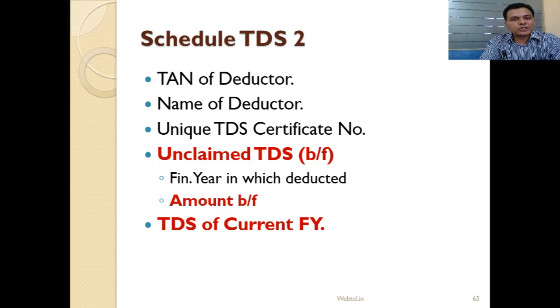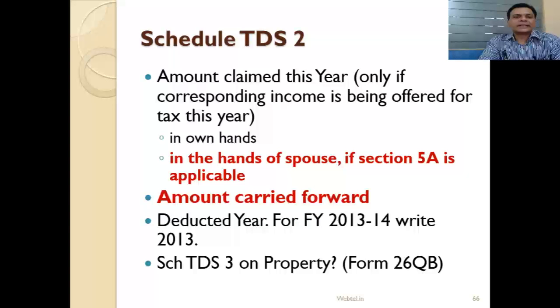separately. Please note. Then amount claimed this year in own hands, and in the case of hands of spouse, section 5A is applicable in the case of residents of Goa, where the Portuguese Civil Code is applicable. In that case, that needs to be shown separately. And the amount carried forward, if the TDS still remains and you need to claim it in some future year, that needs to be shown separately.